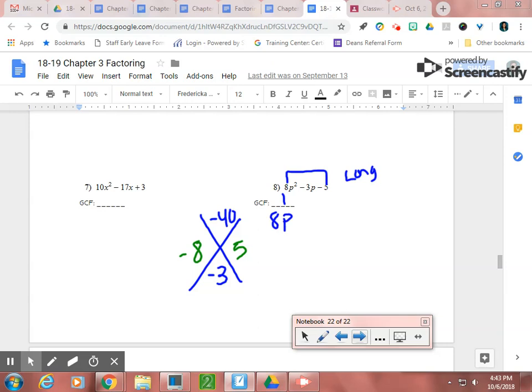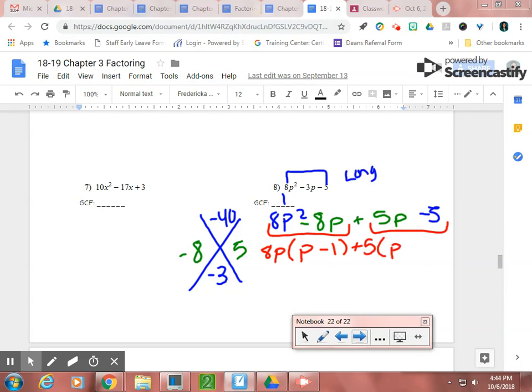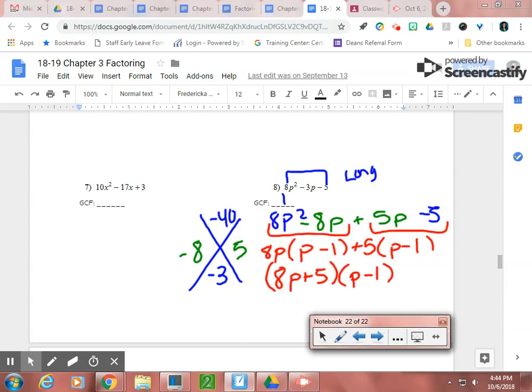So I have 8p squared and the negative 5. In between, I have negative 8p and 5p. Group these. So I have 8p that divides both of those. That would give me p minus 1. And then grouping these, 5 would divide both of those, and I'd have p minus 1. So I have 8p plus 5 and p minus 1.